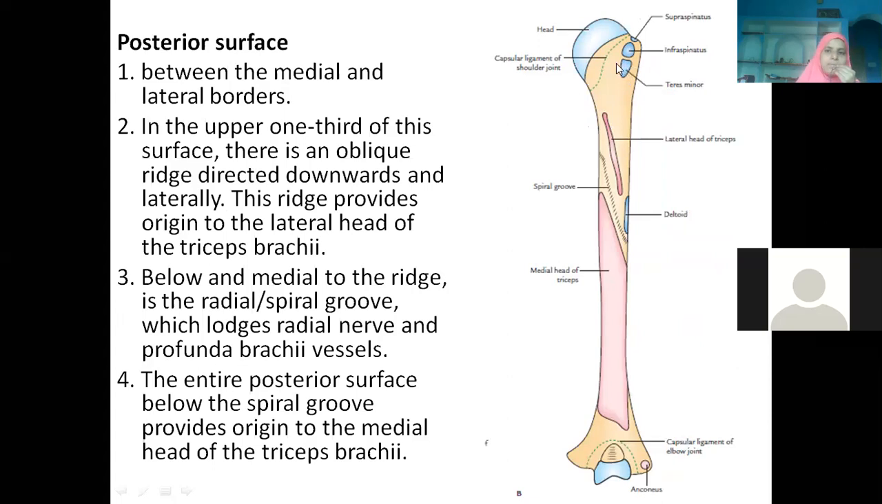Lesser tubercle is not visible here. Immediately close to the anatomical neck we have the capsular ligament of the shoulder joint. Now, we have just studied the spiral groove, which was related to the radial nerve. Above that we have the attachment of the lateral head of triceps. Triceps will have three origins. One origin we have studied with scapula. From where?